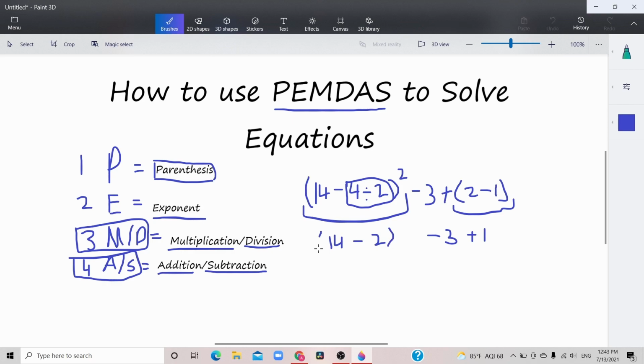And we have that in parentheses squared. And then we subtract 3 minus 1. Now we have a parentheses again still here. So we do 12, because 14 minus 2 is 12. And minus 3 plus 1. So if you don't know what 12 squared is, it is the same thing, let's go off to the side here, as 12 times 12. Which we know equals 144.